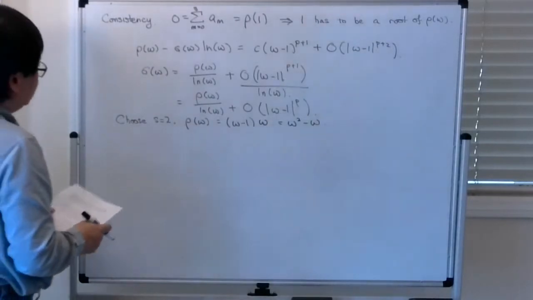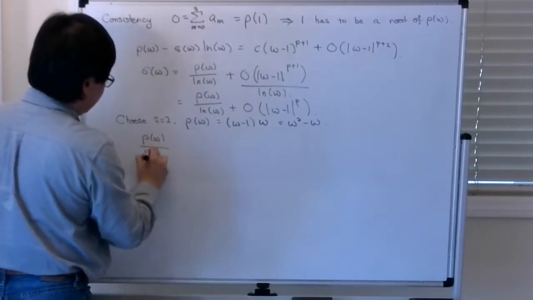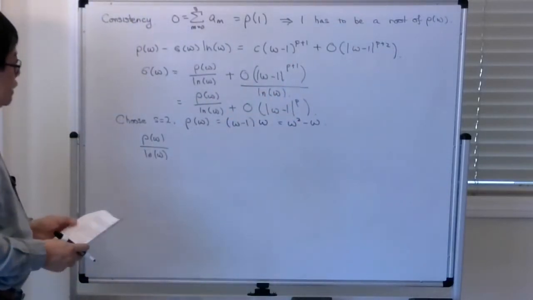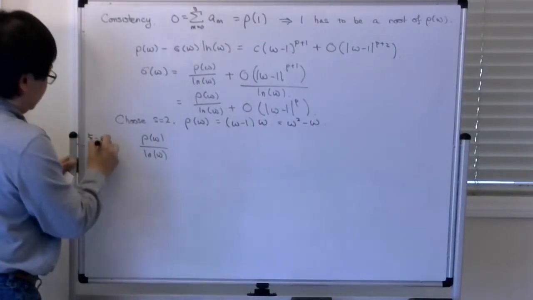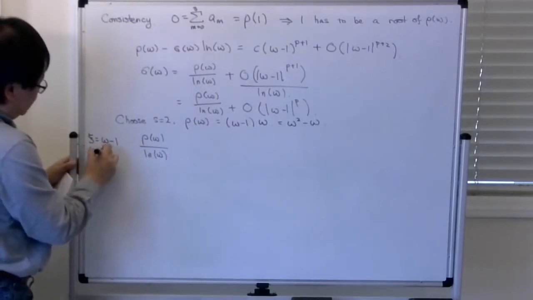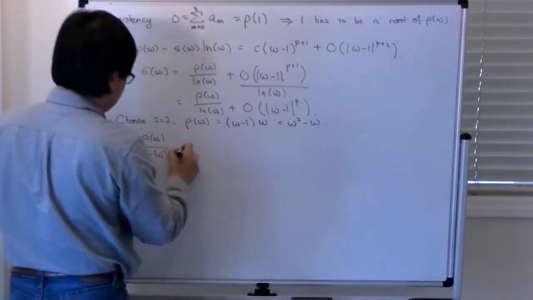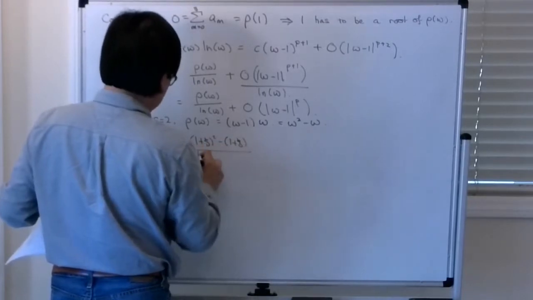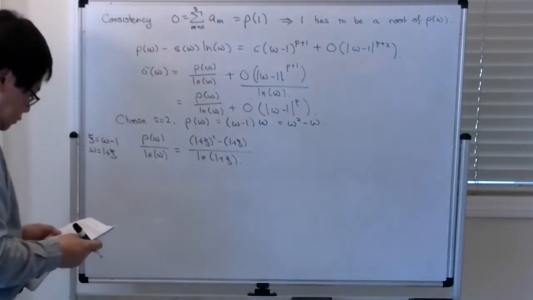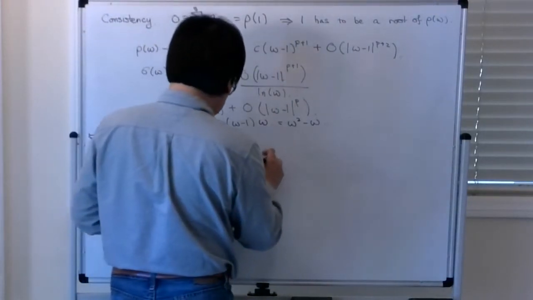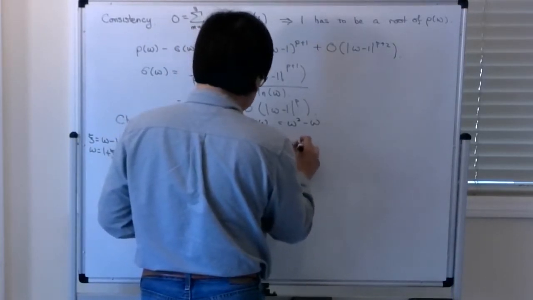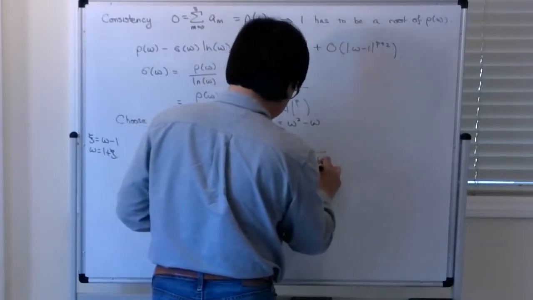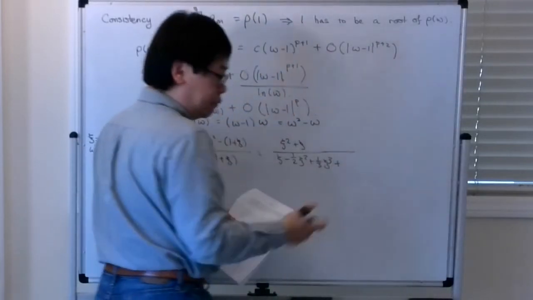Okay, now I want to evaluate rho of w over the natural log of w. This expansion is in powers of w minus 1, so it makes life easier to introduce a variable c, which is w minus 1. So w is equal to 1 plus c. Let's do an expansion that way. This is equal to (1 plus c) squared minus (1 plus c), divided by the natural log of 1 plus c. All right, and so this is equal to c squared plus c, divided by c minus 1 half c squared plus 1 third c cubed.